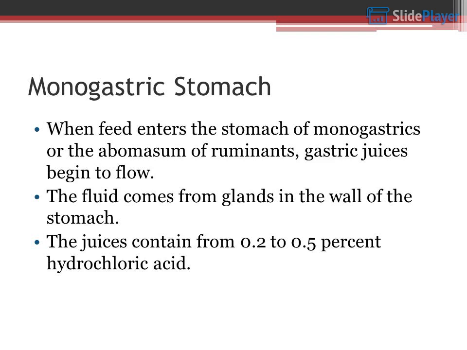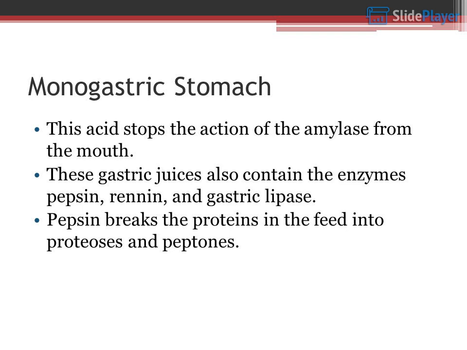Monogastric stomach. When feed enters the stomach of monogastrics, or the abomasum of ruminants, gastric juices begin to flow. The fluid comes from glands in the wall of the stomach. The juices contain from 0.2 to 0.5% hydrochloric acid. This acid stops the action of the amylase from the mouth. These gastric juices also contain the enzymes pepsin, renin, and gastric lipase. Pepsin breaks the proteins in the feed into proteases and peptones.